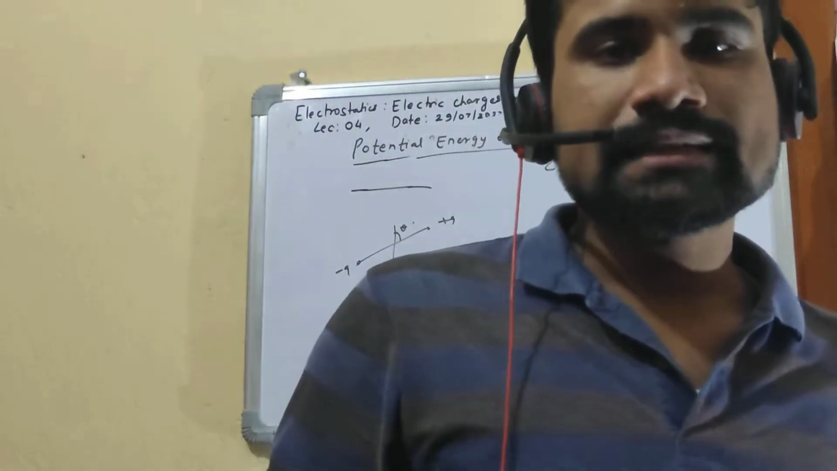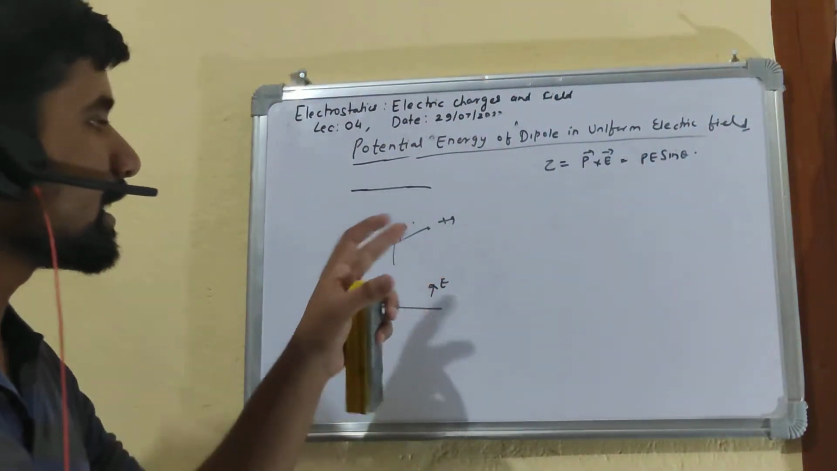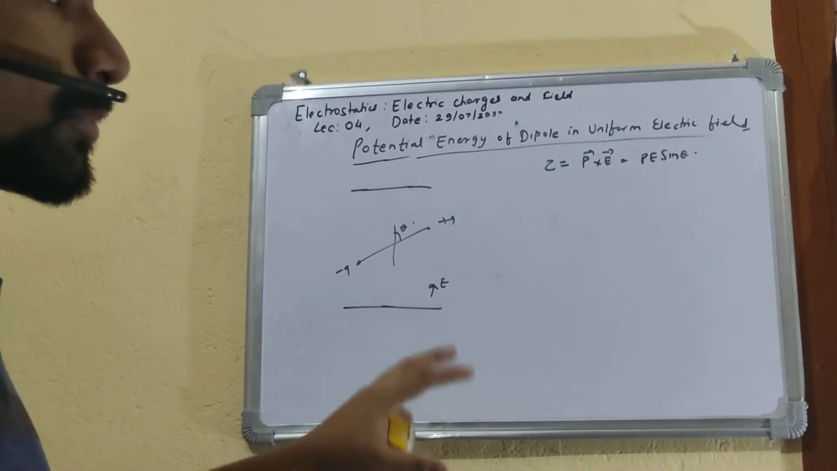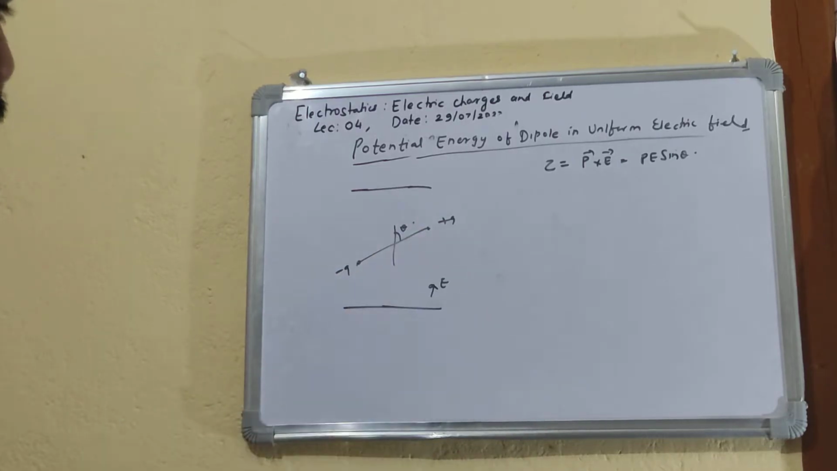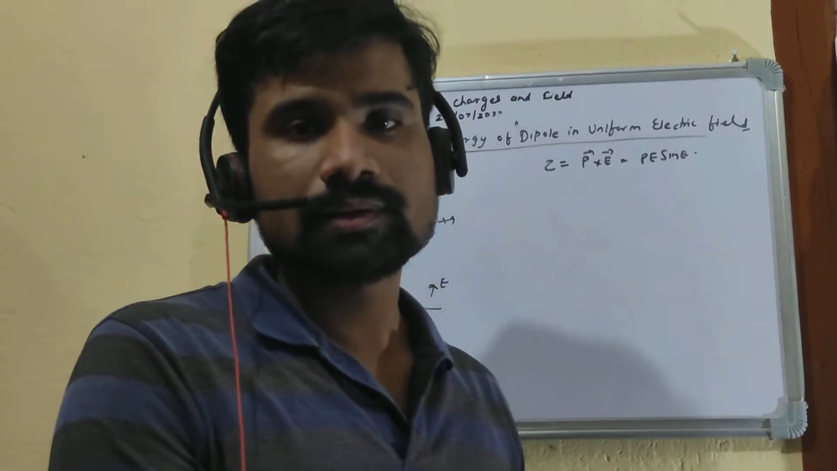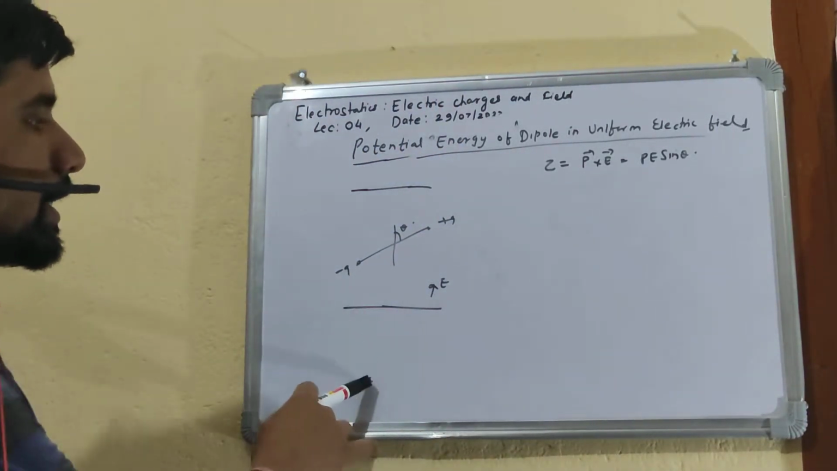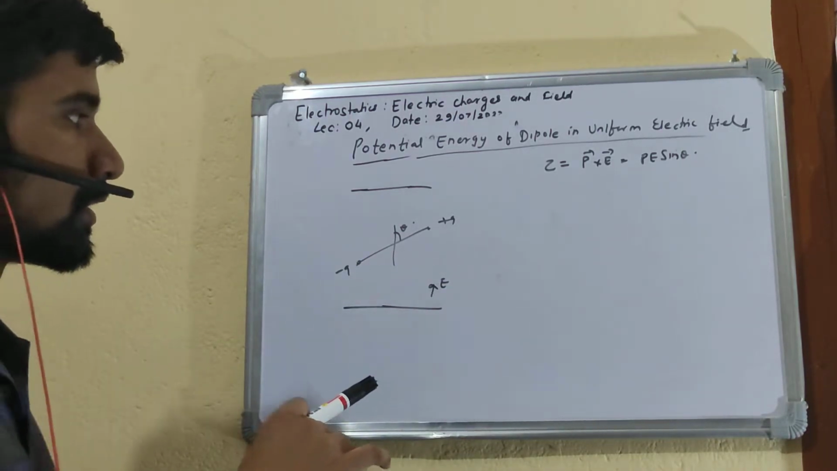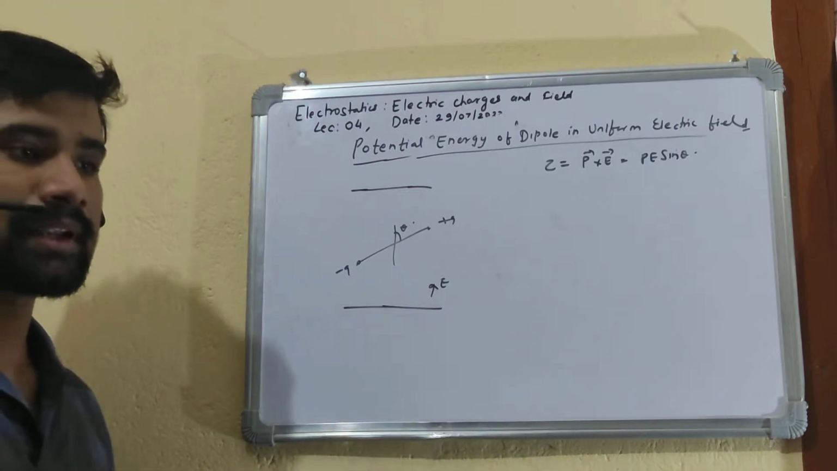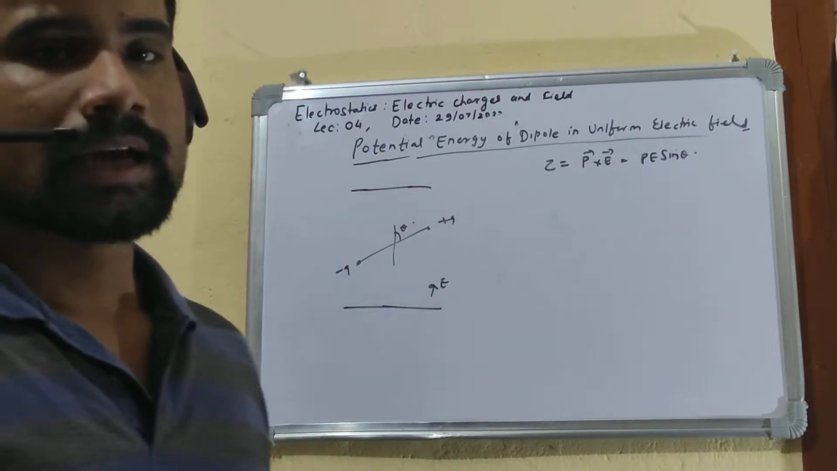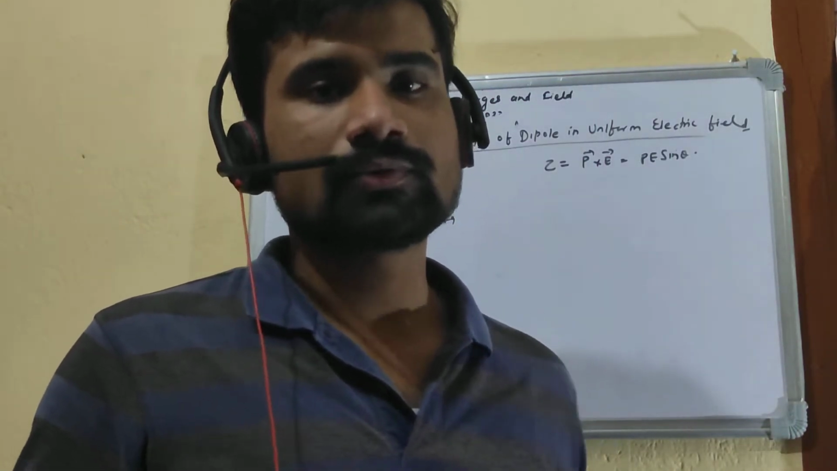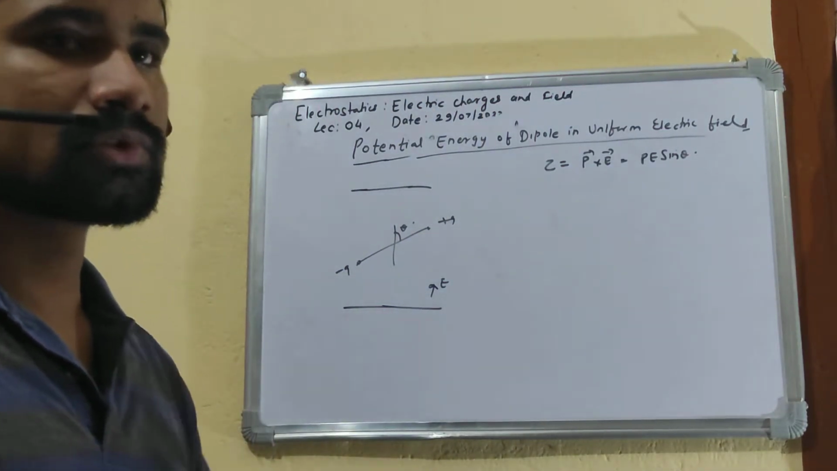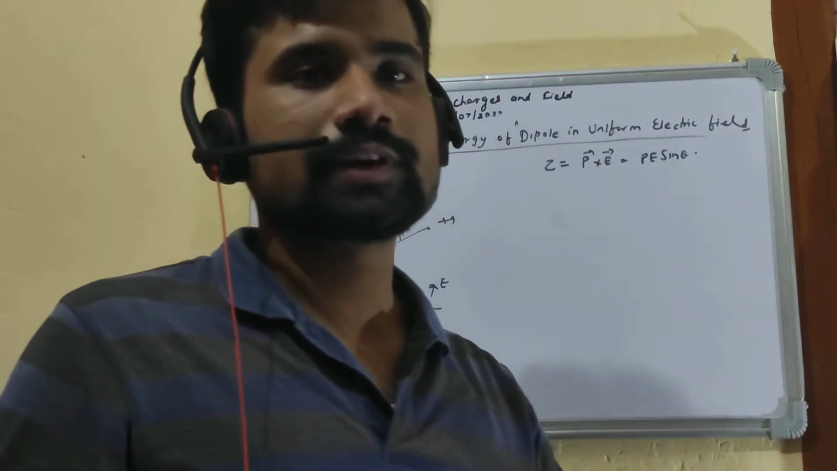Let's say I need to rotate this dipole, and that too against this field. I need to do work, because this torque is created by the electric field, which is rotating the dipole in the proper direction. But if I need to rotate it, I need to apply a certain amount of work, which would need a certain amount of energy.